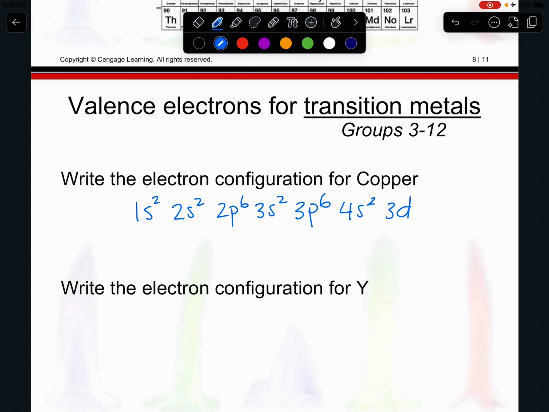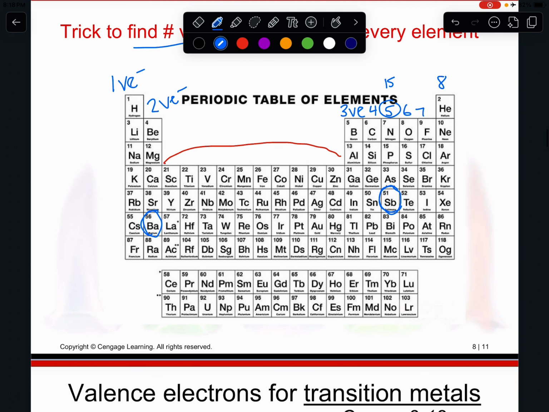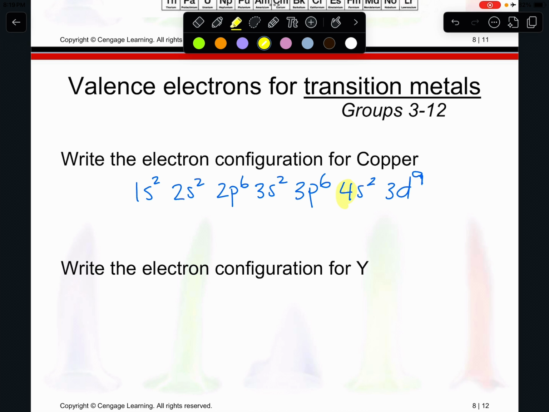Now, the reason why we cannot use a trend here is because for transition metals and those in the lanthanide and actinide series, their highest energy level is always going to be these two groups, because their d number is 1 lower. So remember, this is 4s, this is 3d, this is 5s, this is 4d. The highest shell for transition metals is the previous s. So this s is always going to be our number of valence electrons.